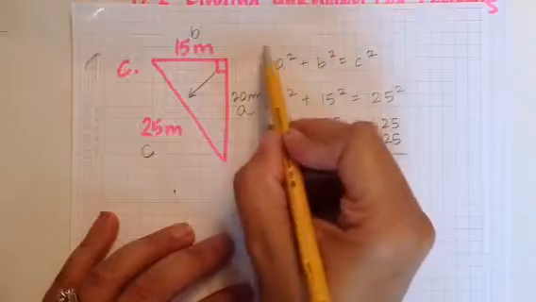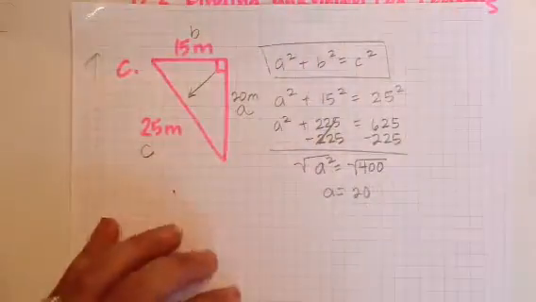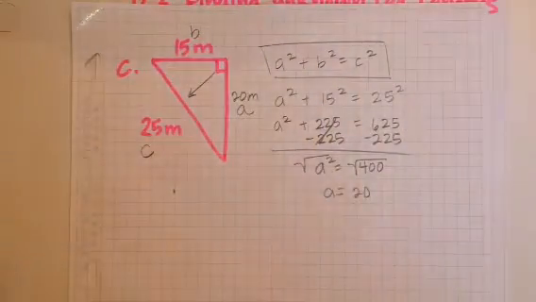Remember, you use the same formula, but this formula, the Pythagorean theorem, only applies to right triangles.